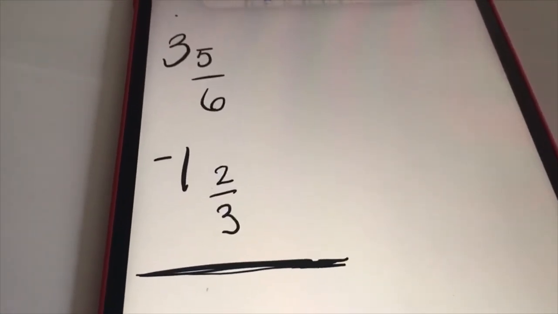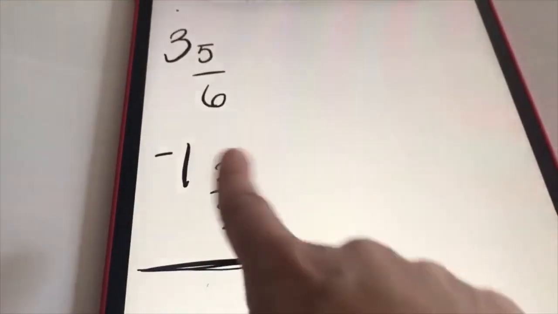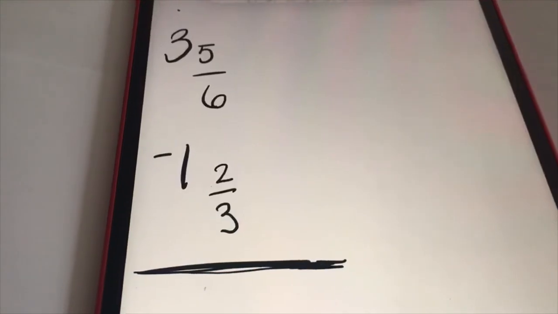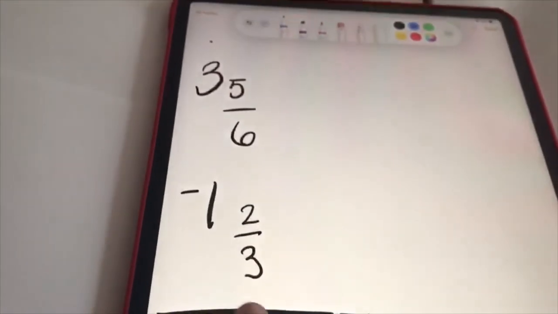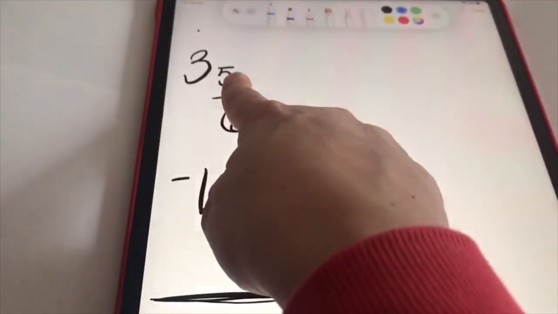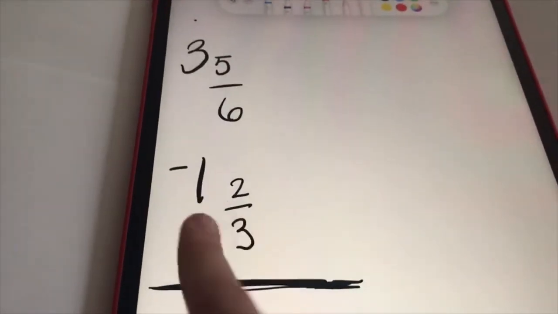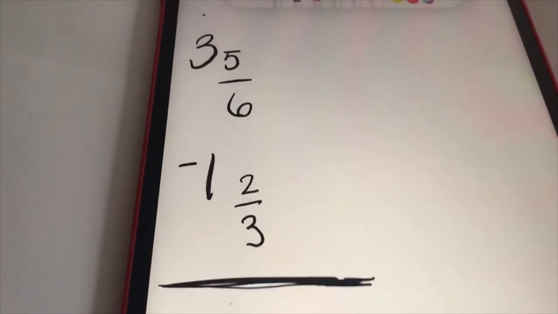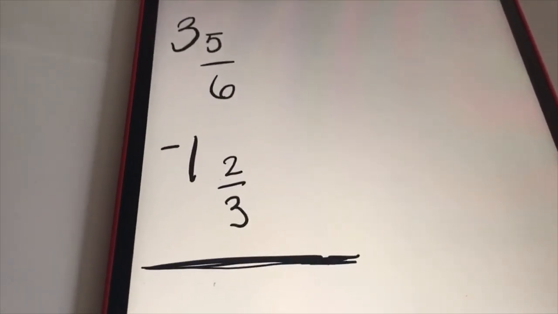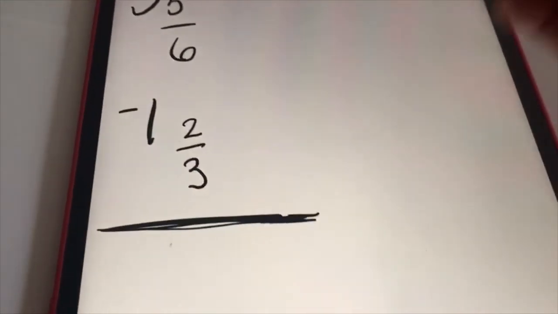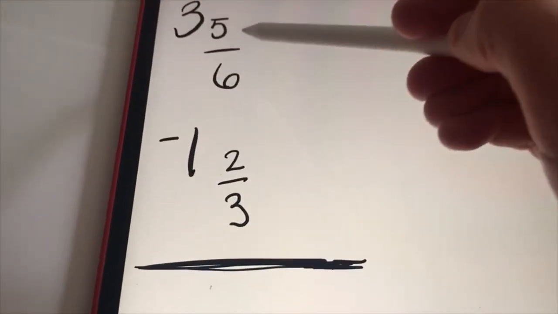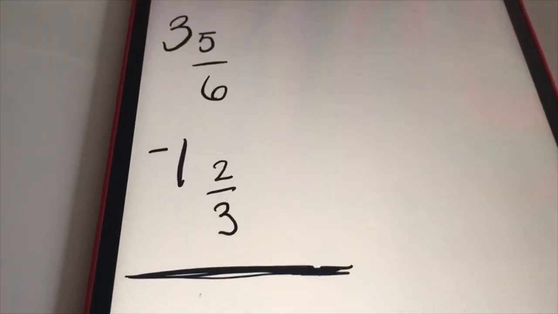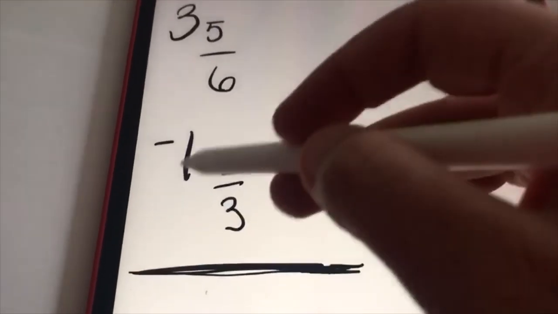Whenever we subtract mixed numbers, we always need to look at our fractions first, okay? Because we always have to think about, is the top number greater than the bottom number? Because if the top number is not greater than the bottom number, then we have to regroup, okay? So, looking at these two fractions, I know that 5/6 is greater than 2/3, okay?